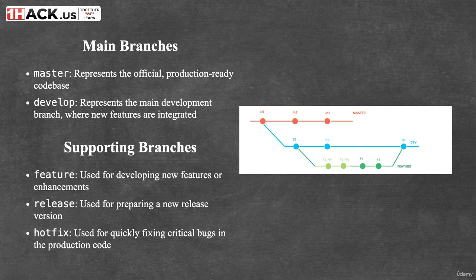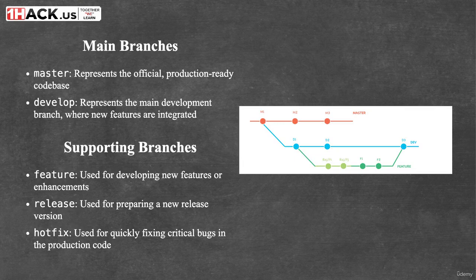The supporting branches are feature. These branches are used for developing new features or enhancements. They are typically branched off from the develop branch and merged back into it when the feature is complete. Release. These branches are used for preparing a new release version. They are branched off from the develop branch and merged into both develop and master when the release is ready. Hotfix. These branches are used for quickly fixing critical bugs in the production code, the master branch. They are typically branched off from master and merged back into both master and develop when the fix is complete.